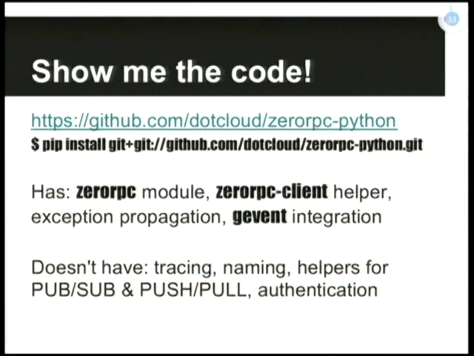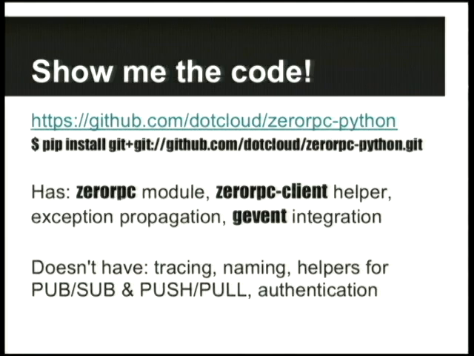So, the code. We published the repository just this morning, after late adjustments and everything. It works. We use it in production, and it can normally be installed just by pip installing it directly from GitHub. It will probably be on PyPI shortly, that's about it. So it has the ZeroRPC module I was talking about.